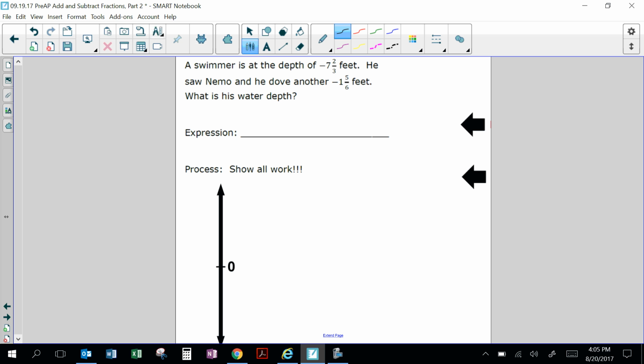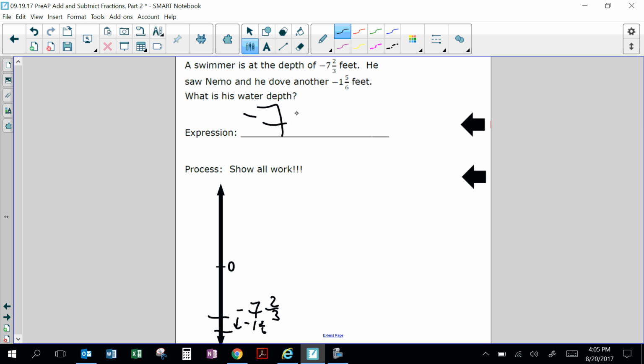So let's look at our question. A swimmer is at the depth of -7 2/3 feet. So the swimmer's right here. He's below the sea level. He saw Nemo and he dove another -1 5/6 feet. So he's going down -1 5/6 feet. What is his water depth? So we know the answer will be negative. So he went down further.